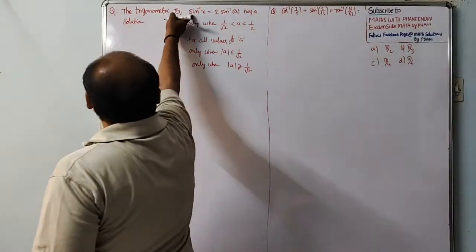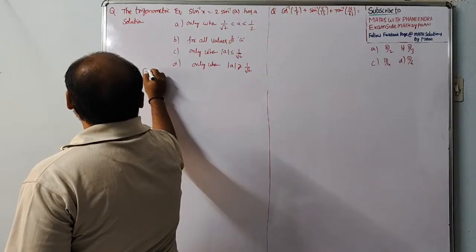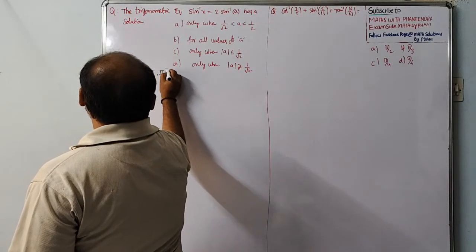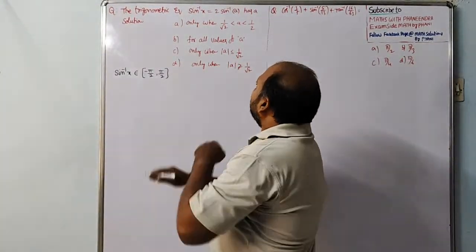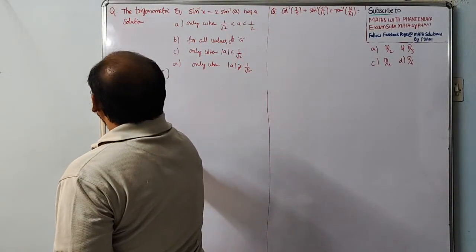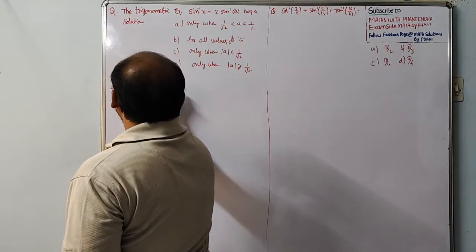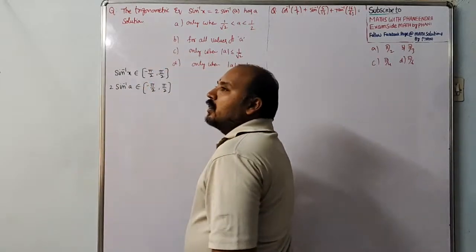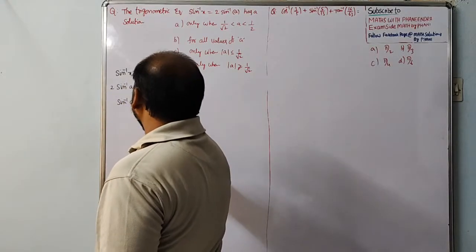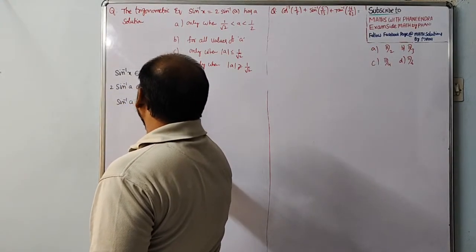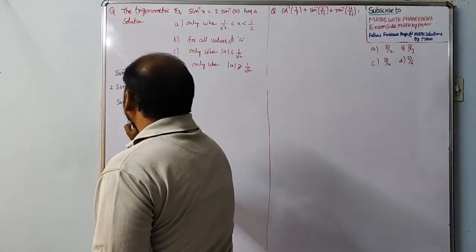We know that the range of sin inverse x is minus pi by 2 to plus pi by 2. Similarly, sin inverse of 2 sin inverse of a belongs to minus pi by 2 to plus pi by 2 only. But I want sin inverse a. Sin inverse a belongs to minus pi by 4 comma plus pi by 4. If we want a, bring the sine to the other side.